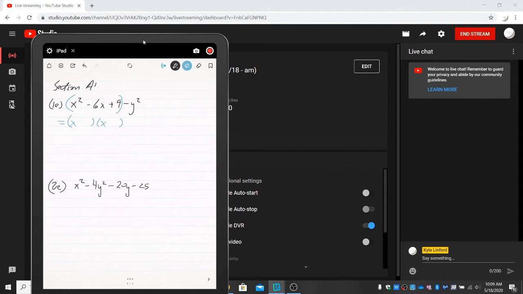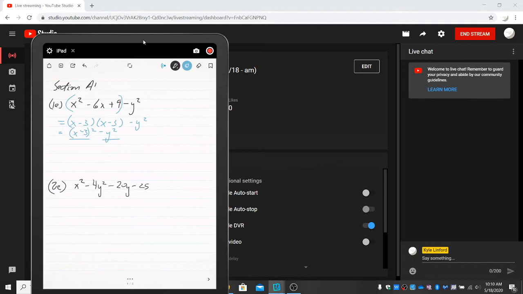Obviously, the first term in each one is going to be an x. Now let's think. We need numbers that multiply to give us positive 9, but add to give us negative 6. Well, that should be negative 3 and negative 3, because those will add to negative 6, but they'll multiply to give positive 9. Then minus y squared. So really what we have here is x minus 3, quantity squared, minus y squared. I have an expression squared subtracted from a term squared.